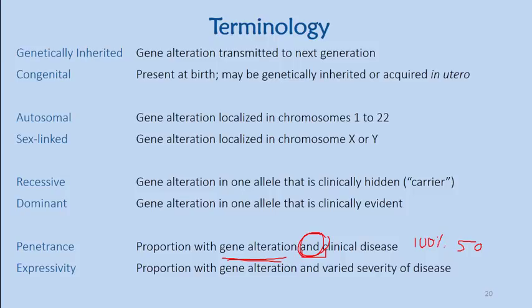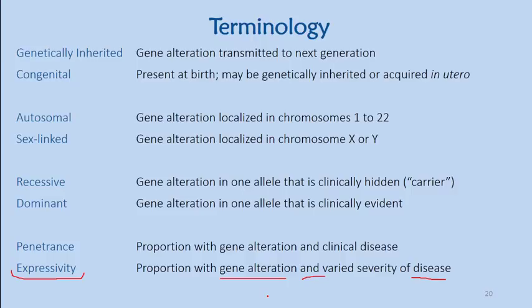Lastly, expressivity. This is the proportion of people with a gene alteration and varied severity of the disease. So for example, if somebody has a gene alteration and it's a very severe disease that they end up showing, then we would say that they have high expressivity. If somebody has a gene alteration, but the disease itself is very mild, then we could say that it has low expressivity.